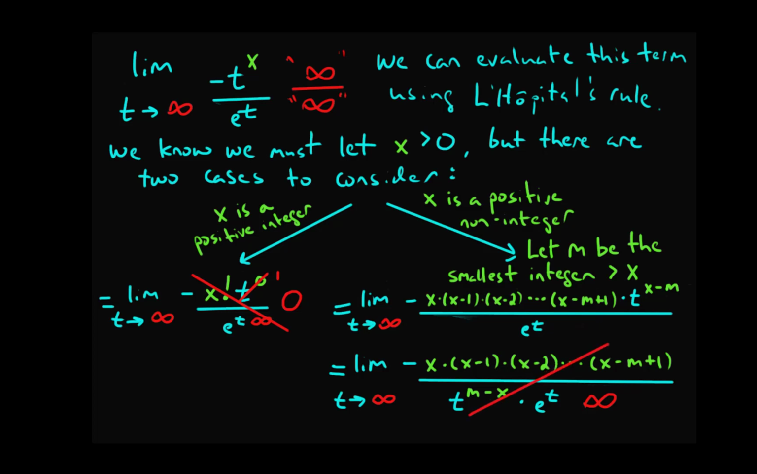Well, that expression in the denominator clearly is going to infinity as t is going to infinity, while the numerator, again, is just a fixed constant. So this entire expression again goes to 0.